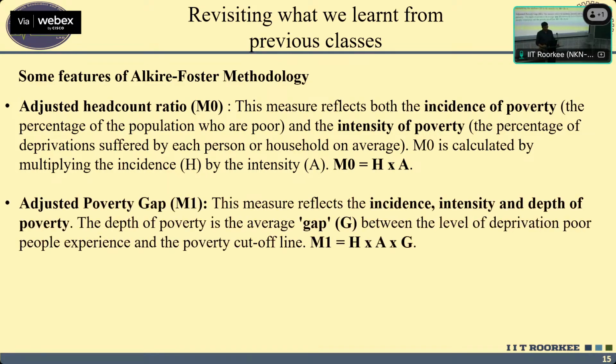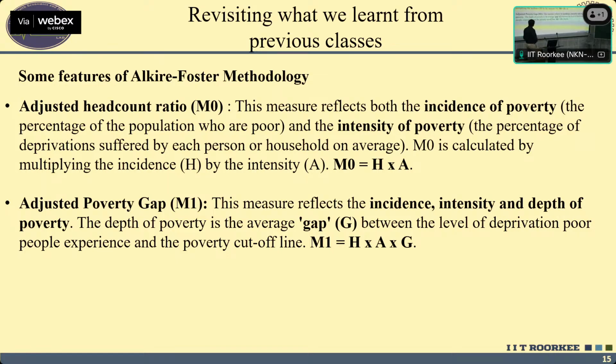We'll go through one simple example and calculate what this A is, what this H is, what the value of M0 is, and how we can interpret this value. Let me first clarify the differences between M0, M1, and M2, and then we'll use the basic example for further check. In earlier non-adjusted measures, the intensity of poverty was not emphasized, but in the adjusted measures, we are discussing more on the intensity of poverty.